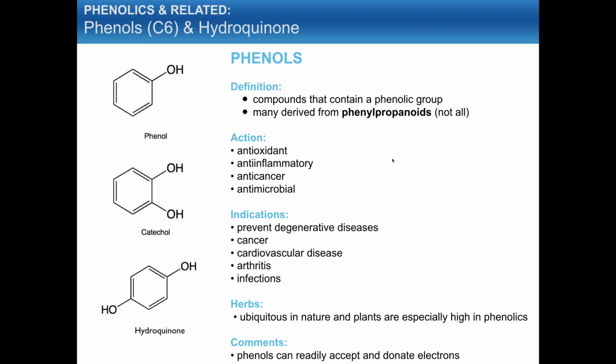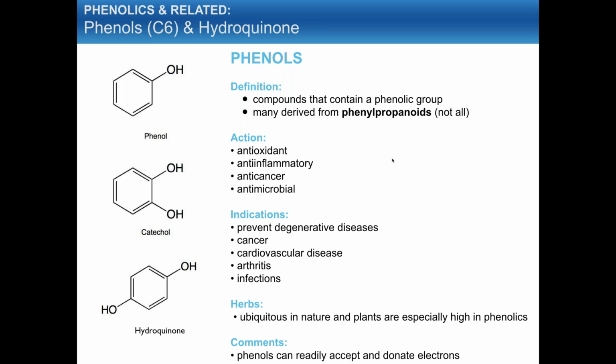So in general, when it comes to indications of these phenolics, I would say some of these in your diet are going to act as dietary antioxidants and help to prevent degenerative diseases. So things like heart disease, probably have some role in Alzheimer's, also help prevent cancer, can improve some symptoms of arthritis by decreasing inflammation, and they can also be used for infections, okay?